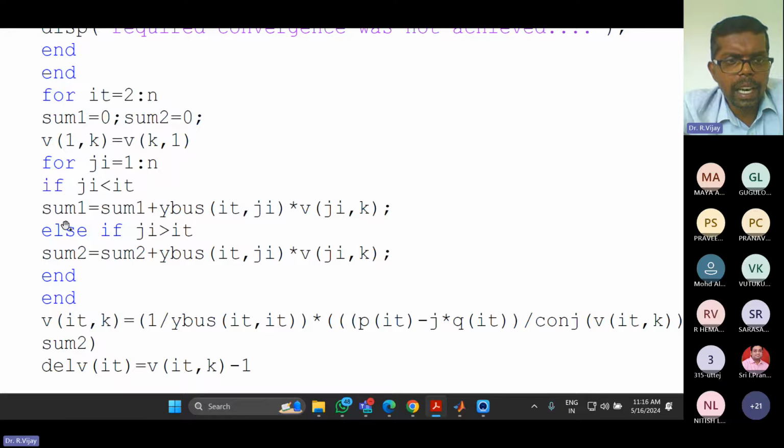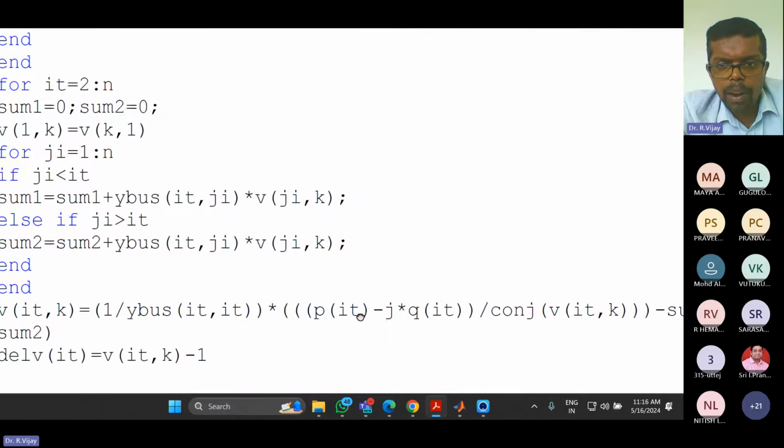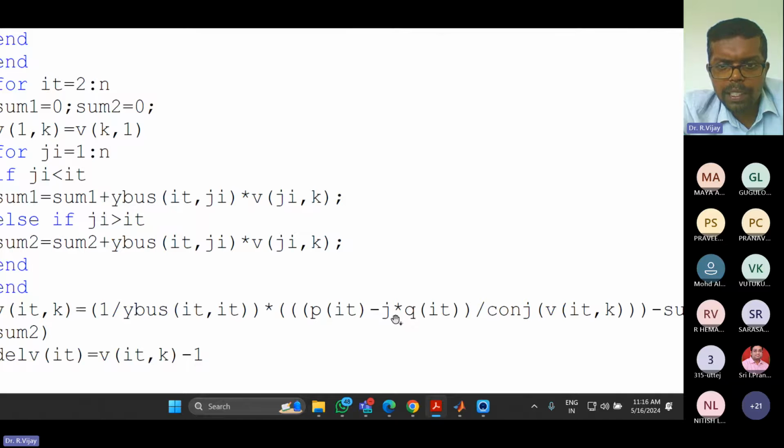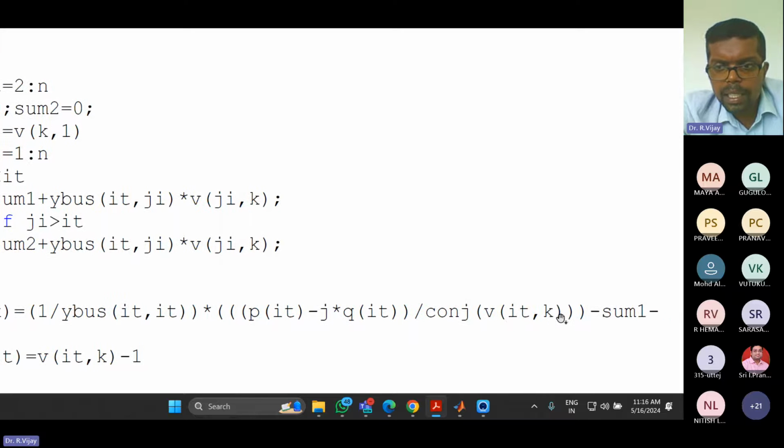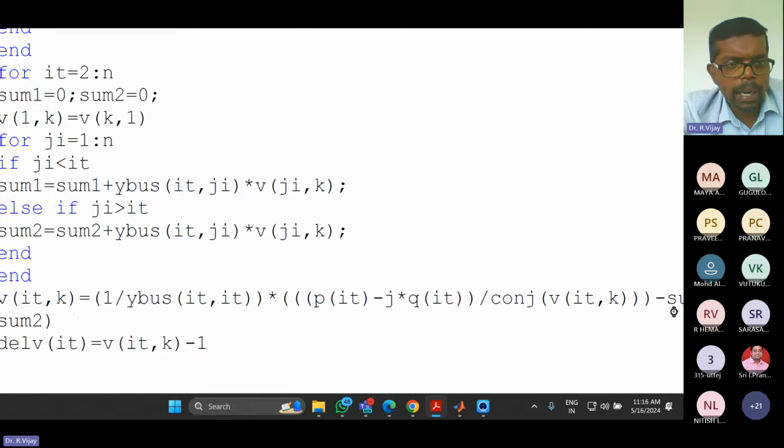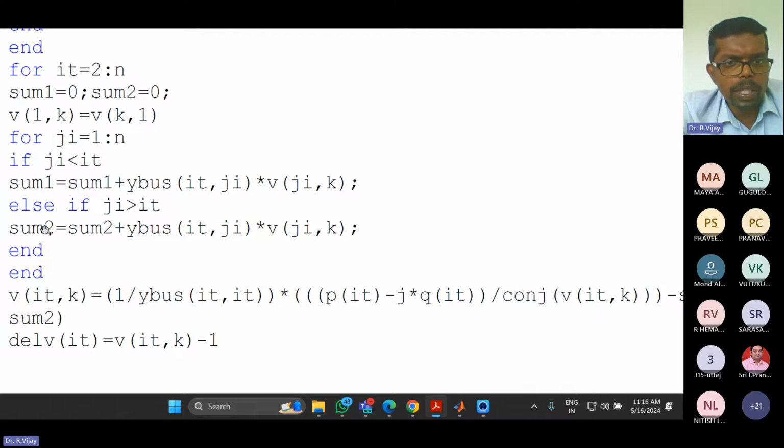The thing is that here we are taking the voltage. That voltage, that is V of iteration k plus 1, is equal to 1 divided by YPP into that formula: P minus jQ divided by the conjugate of V of iteration k, minus sum 1, minus sum 2. Sum 1 minus sum 2 we have taken here, because you can also take the full voltage value, that is Vp k plus 1, that full we can take.